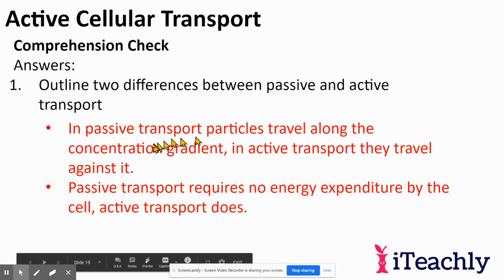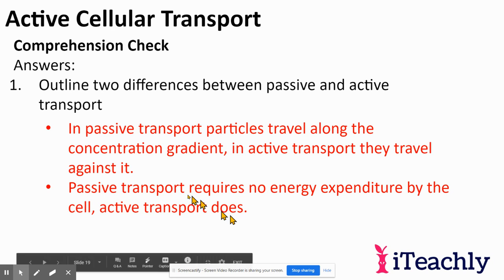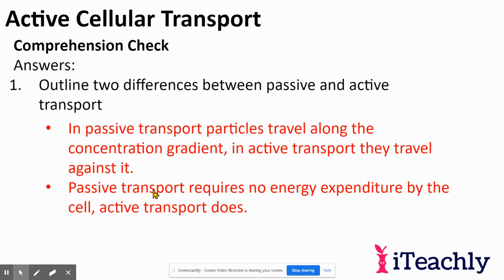Passive transport goes along the concentration gradient. So this is swimming downstream. And in active transport, they travel against it. So this is swimming upstream. Passive requires no energy, and active does. Passive transport also requires a concentration gradient. So if there's no concentration gradient, it doesn't move. The solute won't move or the water won't move.